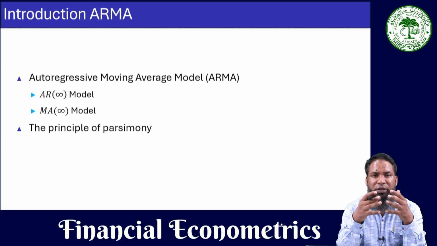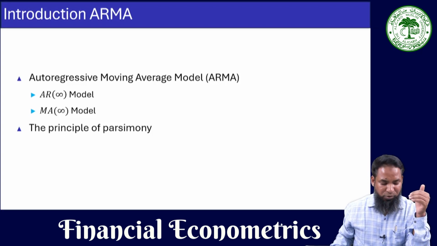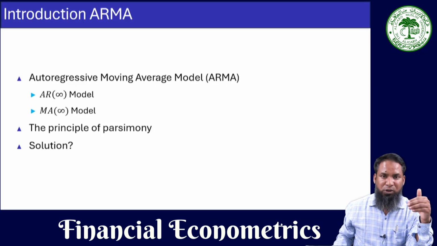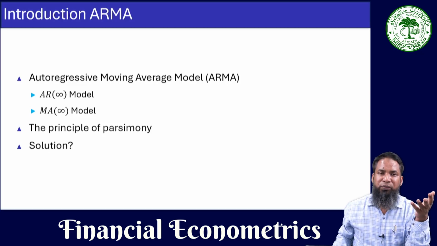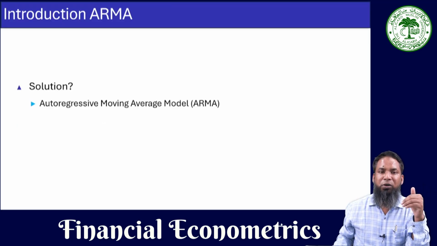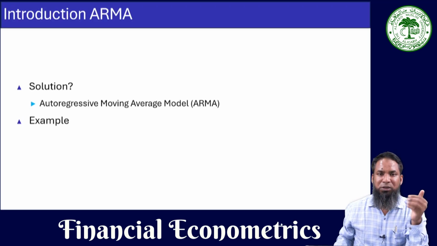However, fortunately we have an option in such cases where the autoregressive model is of infinite order or the moving average is of infinite order. That solution comes in the form of the autoregressive moving average model, where we combine the autoregressive model and the moving average model to bring a parsimonious model here.